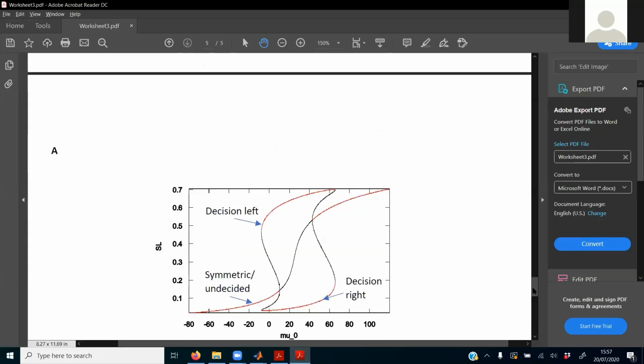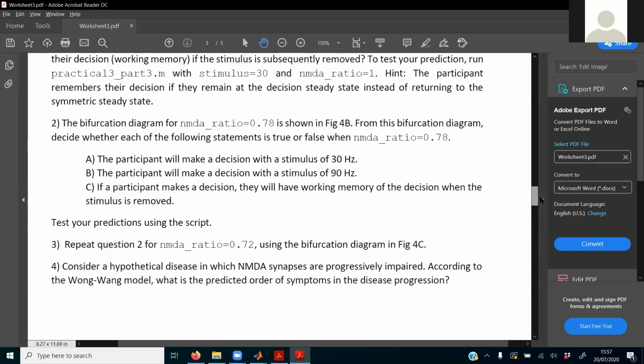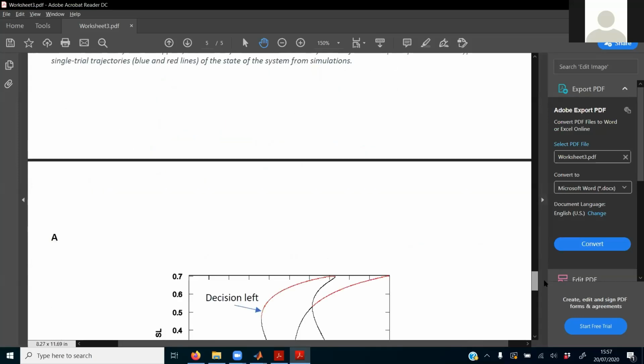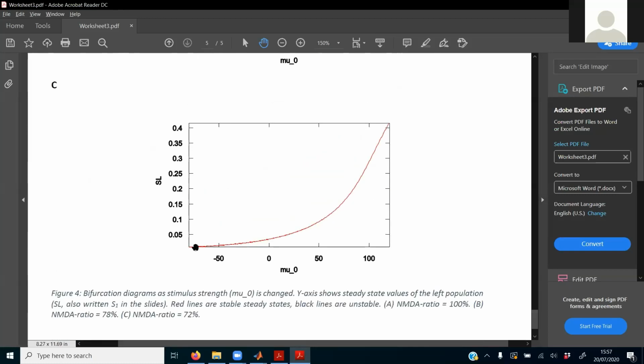So finally, what was the third part of this one? Now we want to repeat question 2 for our NMDA ratio of 0.72 using the bifurcation diagram in figure 4C. If we look at 4C, the bifurcation diagram looks like this. Here there's only ever a symmetric steady state. There's never two branches corresponding to decisions, a left or a right decision. At any value of mu naught, there's only ever one red line. And so what that tells us is that for 30 hertz or 90 hertz or any value of the stimulus, we will never see a decision get made.